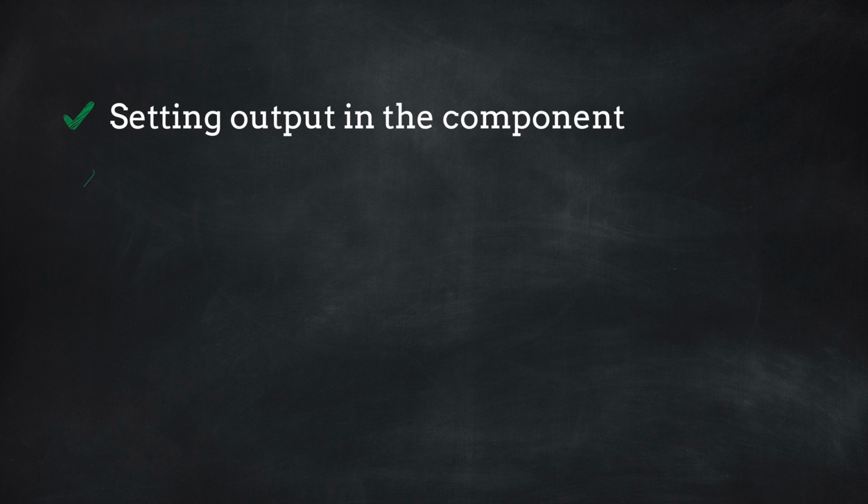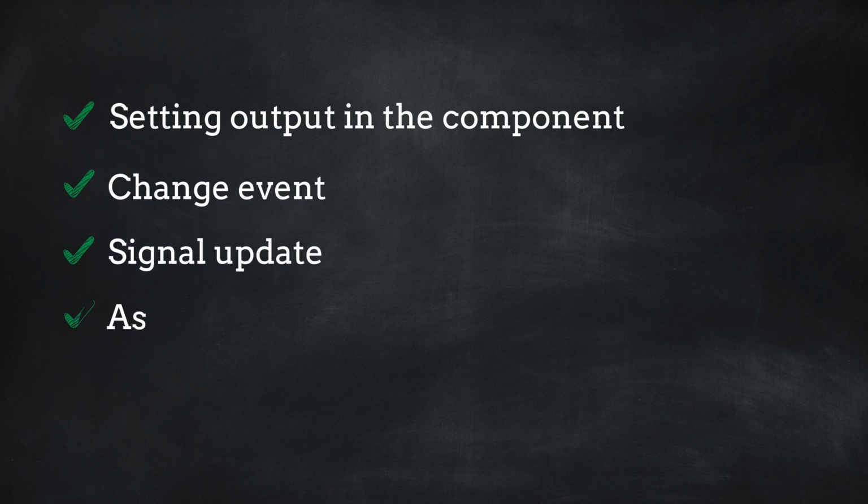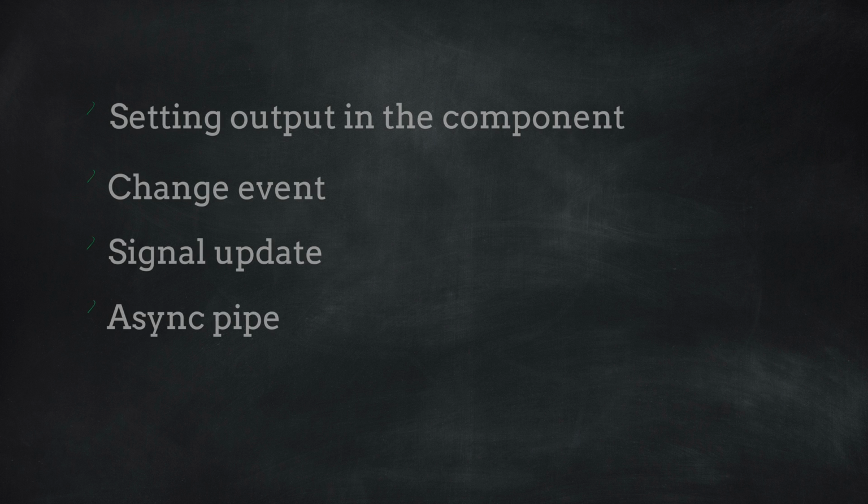First of all, it is setting an output in your component. Secondly, an event change. Third is a signal update, and fourth, an async pipe through an RxJS stream, which actually means everything that we used previously we can still use inside zoneless. The only problem is that Angular won't trigger automatic updates like before.